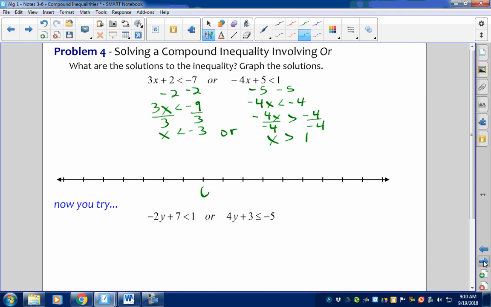So place 0 right here. We've got negative 3 right here. 1 is right here. So we've got x is less than negative 3. So open circle at negative 3. Graph to the left. And x is greater than 1. Open circle at 1. Graph goes to the right.